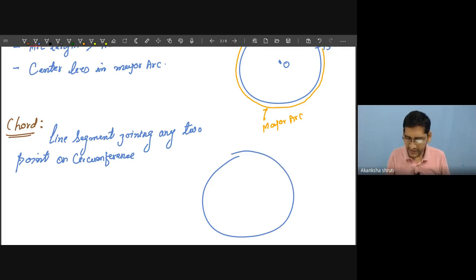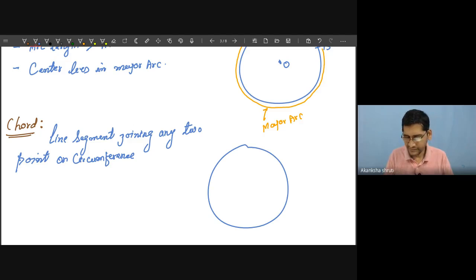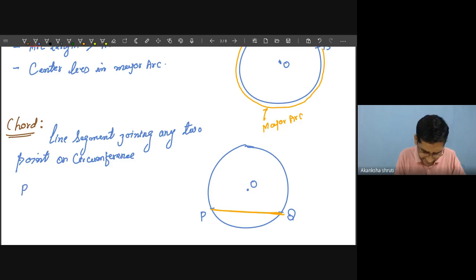What if we consider this as a circle? So let us take a circle. Then you are free to take any point. Consider O as the center. Let us take a point P here and Q here. Join P to Q by a straight line, basically the line segment. So here PQ is a chord.